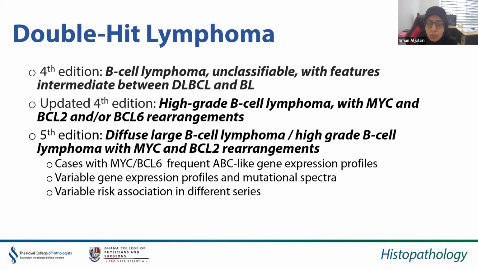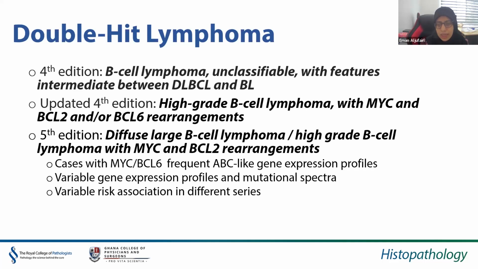So that's what we were used to call triple hit lymphoma. So the name became, for short, we usually call it double hit or triple hit lymphoma, but the actual name became high grade B-cell lymphoma with MYC and BCL2 and/or BCL6 rearrangement. In the 5th edition, we're changing the name again because we are removing the BCL6 rearrangement. So now it becomes diffuse large B-cell lymphoma / high-grade B-cell lymphoma with MYC and BCL2 rearrangement.